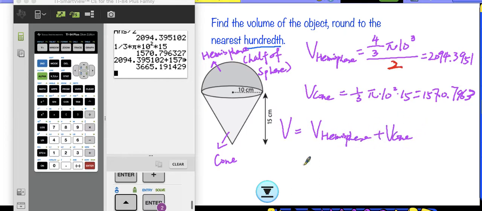So we're actually adding these two volumes together. So let's write down 3,019 centimeter to the third power. So that's volume. Okay, one more example, we're finished.